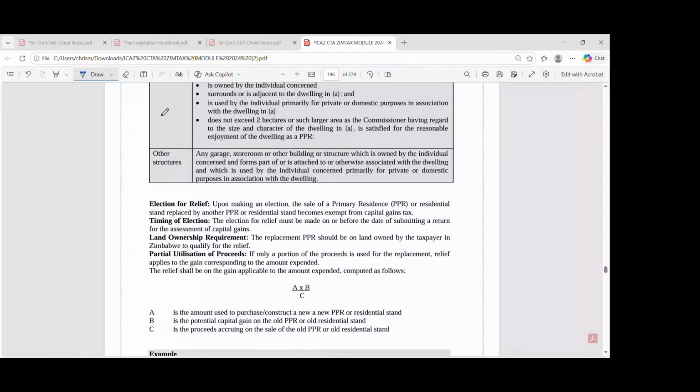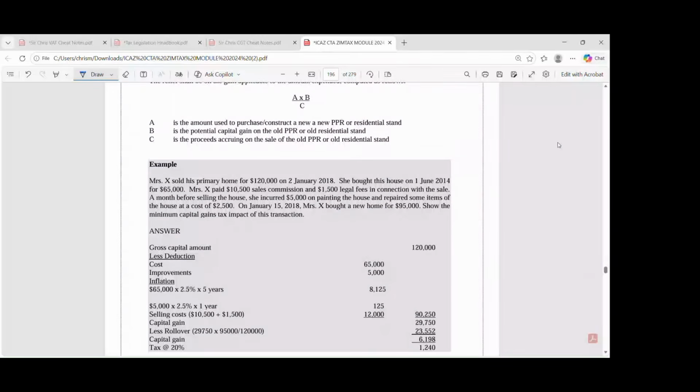So upon making an election, the sale of the residence, replaced by another PPR or a residential stand, becomes exempt from capital gains tax. So when does it become exempt? To claim a relief, it should be in Zimbabwe. Let me do a simple example.